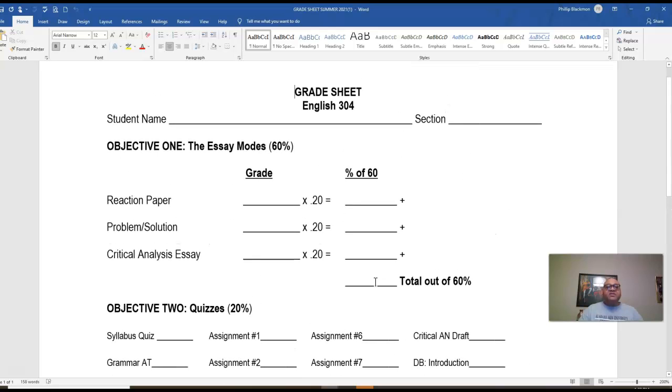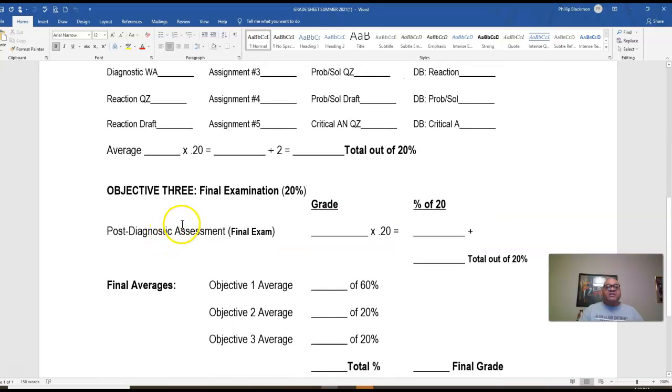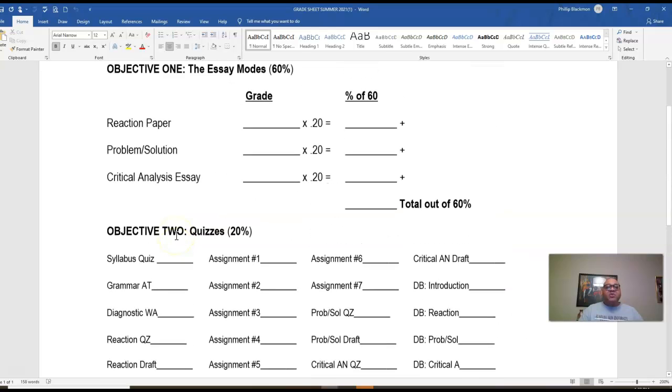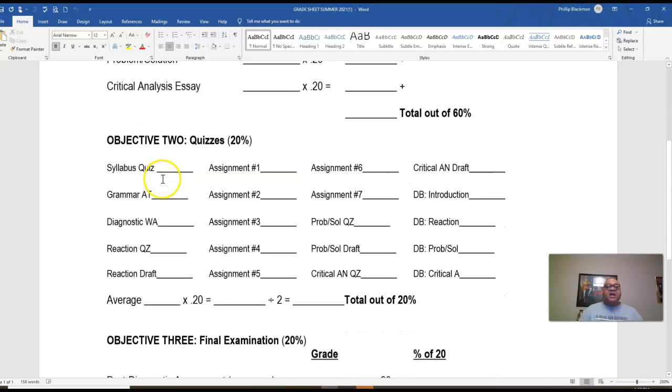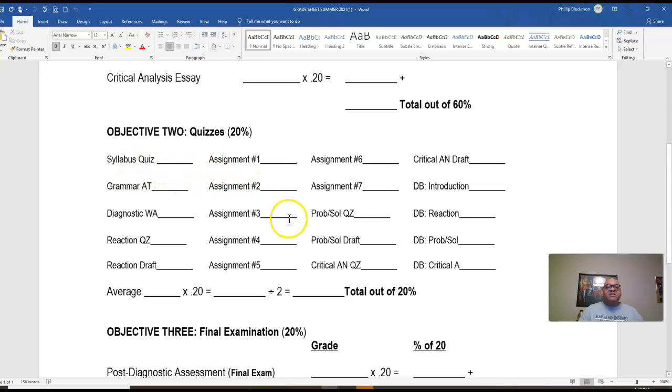Some things I want to point out to you. Please remember, in order to pass the class, you must submit all three of the papers: the reaction paper, the problem solution paper, the critical analysis essay. I have to have those papers. I also must have the final exam. If I do not have the final exam or one of the three papers, remember that is automatic failure in the class. I am recording this video at 1 o'clock, so you really have until 5 o'clock today to get those papers to me. Don't worry about any quizzes.